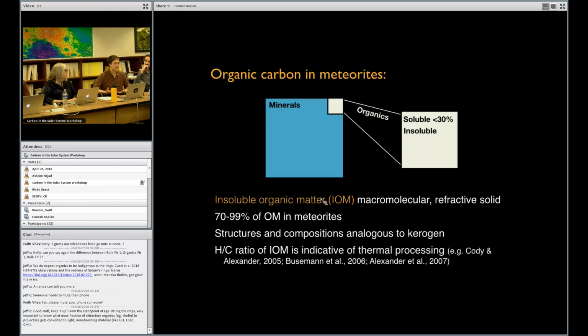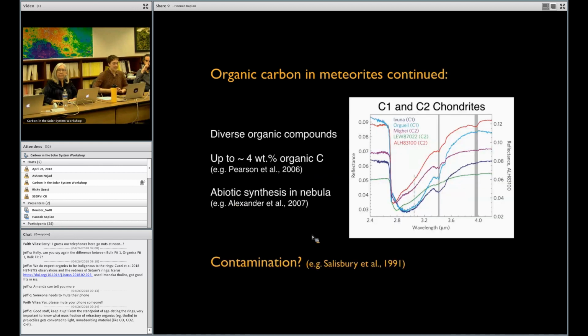And one of the things I'll be talking about a bunch is this hydrogen to carbon ratio of the IOM. Just one measure of the composition of the IOM, and it may be indicative of thermal processing that either the precursor organic material or the meteorite parent body has gone through.